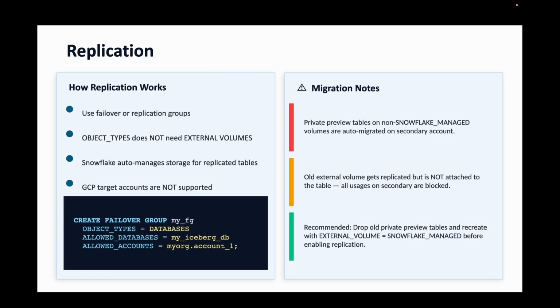Migration notes. Private preview tables on non-Snowflake managed volumes are auto-migrated on secondary accounts. Old external volumes get replicated but are not attached to the table. All uses on the secondary are blocked. The recommended approach: drop old private preview tables and create them with the external volume as Snowflake managed for Snowflake managed Iceberg storage tables before enabling the replication.